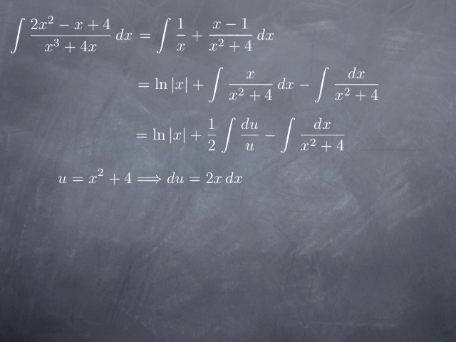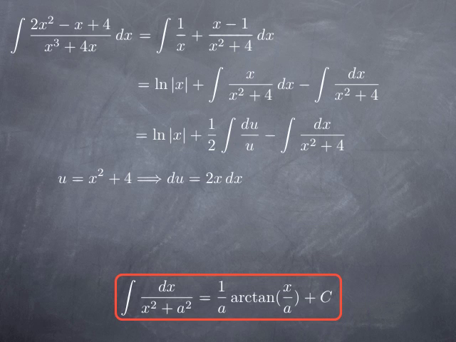And so this integral becomes 1/2 of the integral of du over u. And on the other hand, for the last integral, we can use this formula that gives us the integral of an expression of the form 1 over x squared plus a squared, or in other words, 1 over x squared plus a positive number. And as we have seen, this is a formula that we have established earlier in this course. This is equal to 1 over a arctangent of x over a, up to a constant.